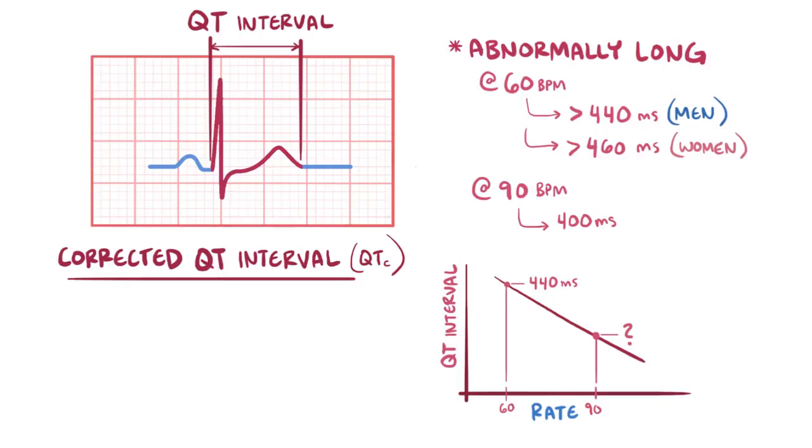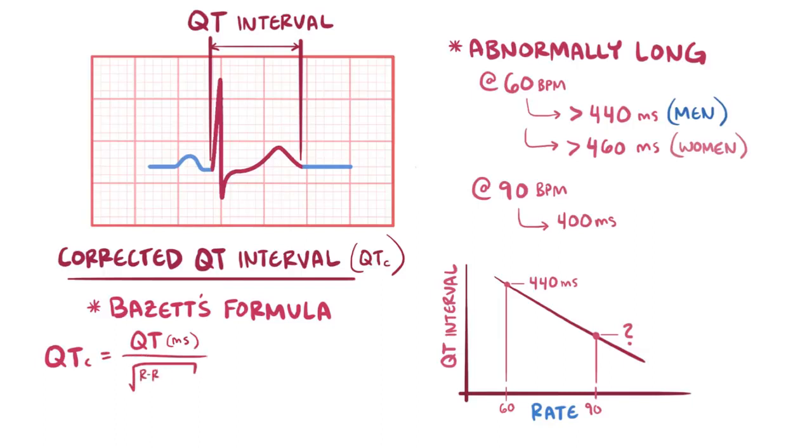Even though there are several formulas you can use, the Bazett's formula is probably the simplest, where the corrected QT interval equals the QT interval in milliseconds divided by the square root of the R to R interval in seconds divided by 1 second. As a bit of a side note, usually this formula is expressed without the divide by 1 second bit, but the astute observer will notice that the units won't work out if you don't divide by 1 second.